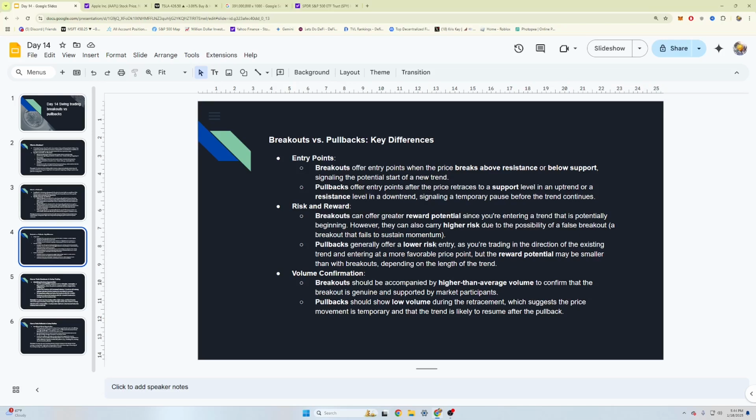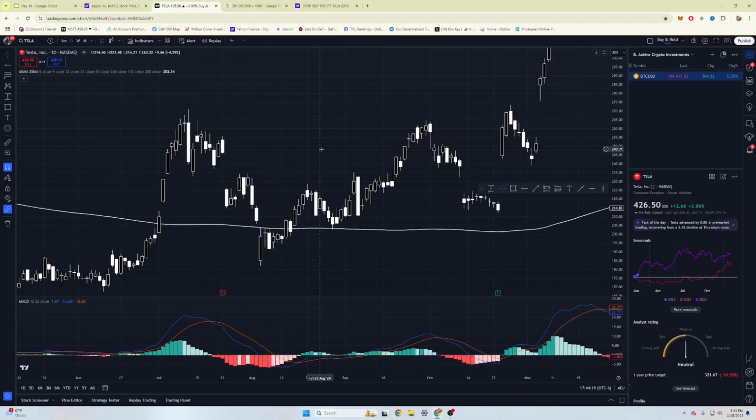Pullbacks generally offer a lower risk entry as you're trading in the direction of the existing trend and entering at a more favorable price point, but the reward potential may be smaller than when the breakouts are involved. So basically, a breakout, right? I'm breaking into a new trend.